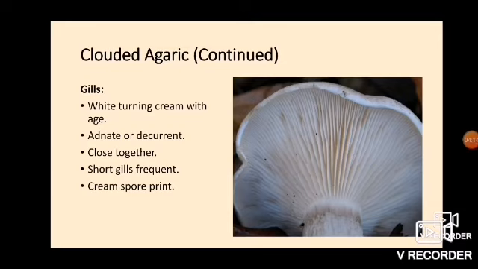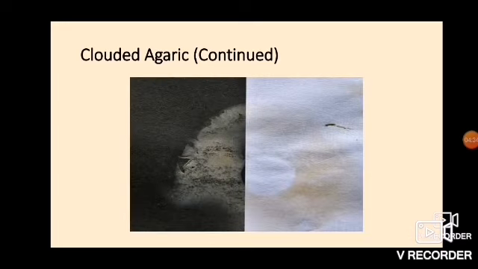The gills are close together. Short gills between those gills are frequent, and this produces cream spores. You'll also notice there the margin of the mushroom, even though they are upwards, the very end of the margin is still curling downwards. Here is that cream spore print.